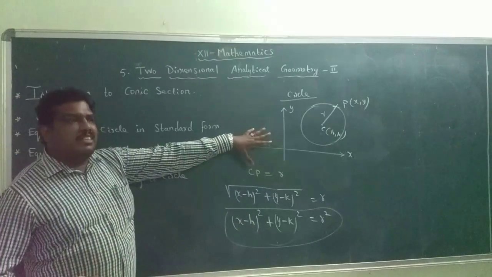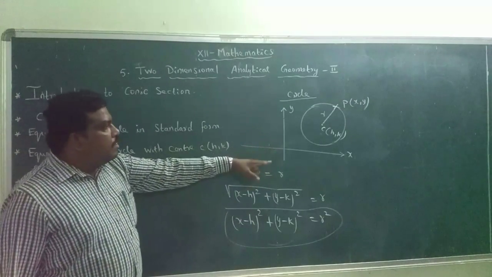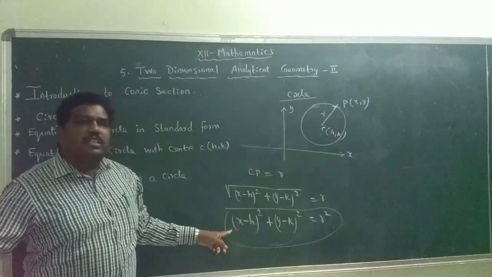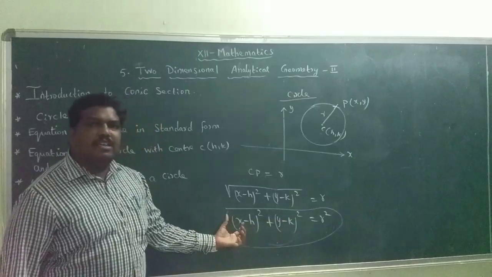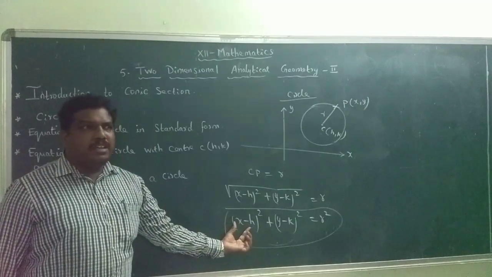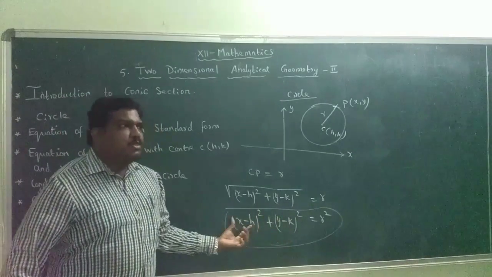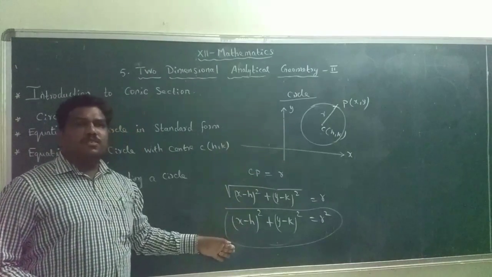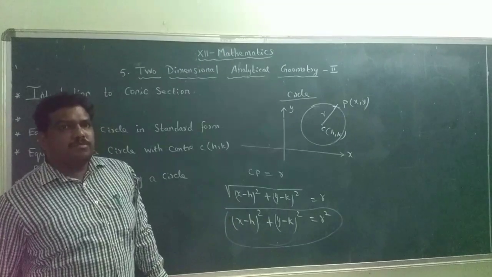Why it is called not a standard one அப்படின்னா சென்டர் சேஞ்ச் ஆக automatically the equation will be changed. இங்க here you have some algebraic formula, identity formula, a minus b whole square formula. So the equation will be changed. So this is not a standard equation. This is also called as general equation.